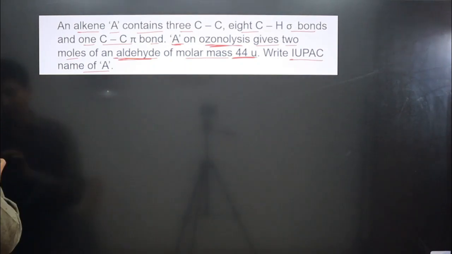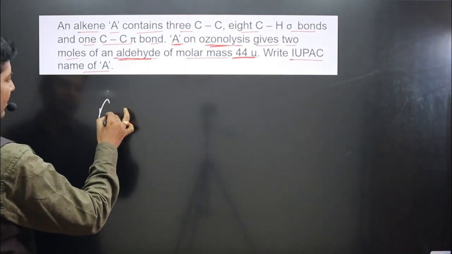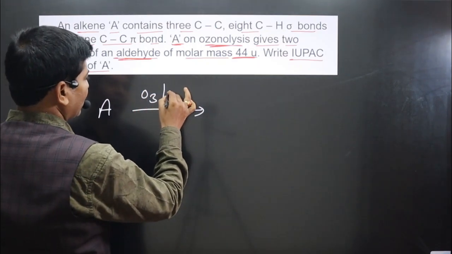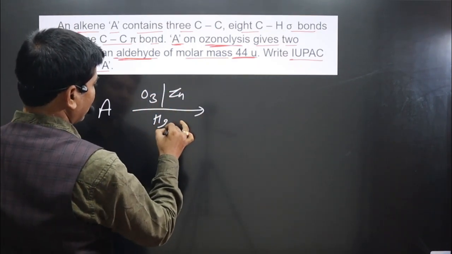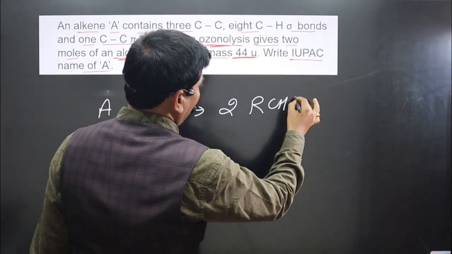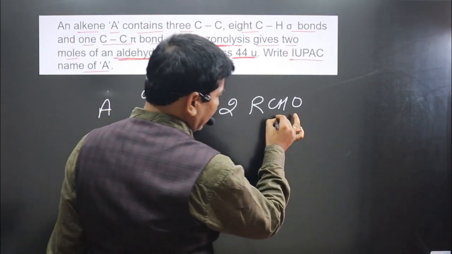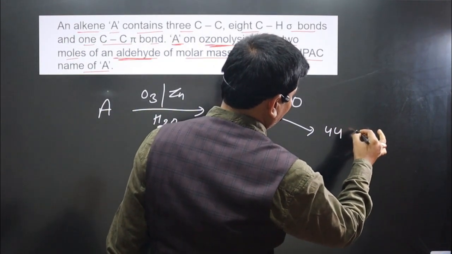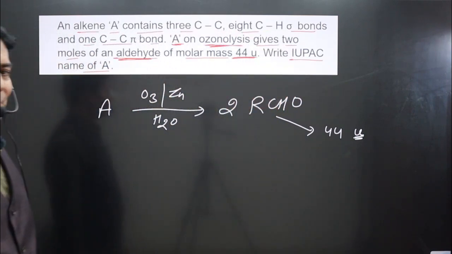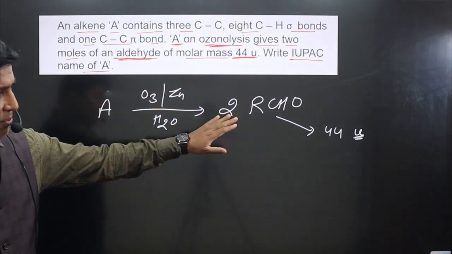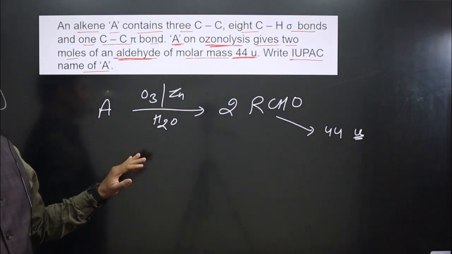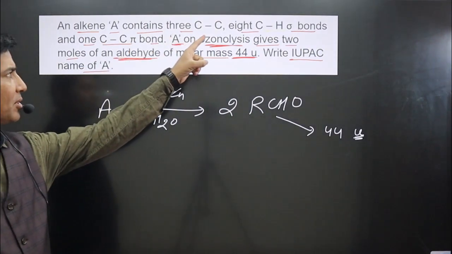What is the question we have? Reactant A undergoes reductive ozonolysis, with H2 present, and it produces 2 molecules of aldehyde, RCHO. This aldehyde has a molar mass of 44 unit mass. So from this information we have to find out the chemical formula of the reactant and its name also, and this condition must be satisfied.